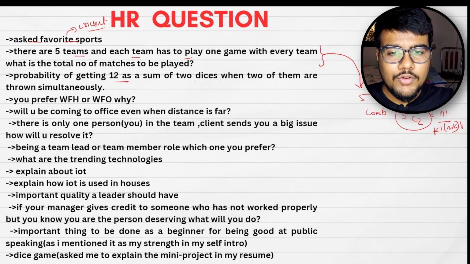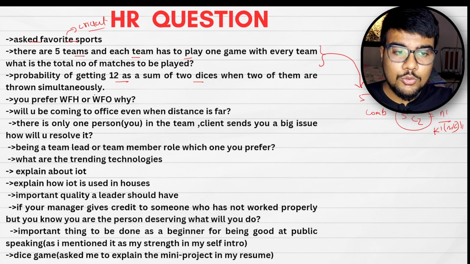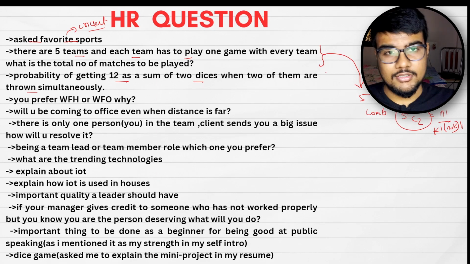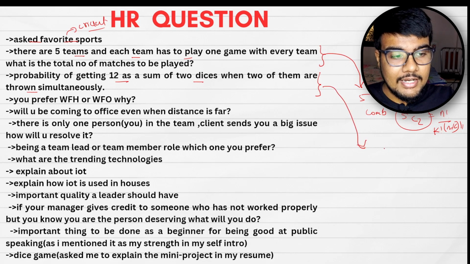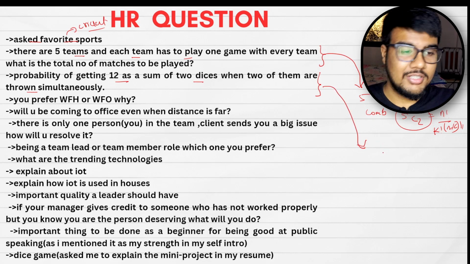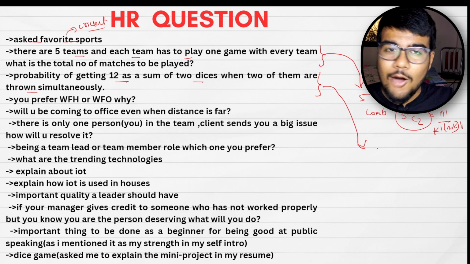Now, the probability of getting a sum of two when two dice are thrown simultaneously. Guys, see, these types of questions were asked to him, but luckily he was able to answer all these questions. Okay, so how can you do that?